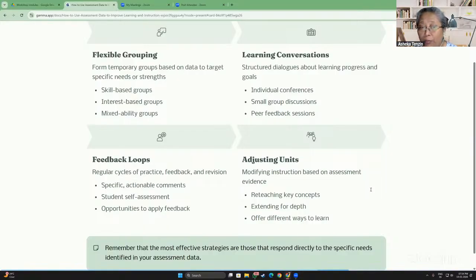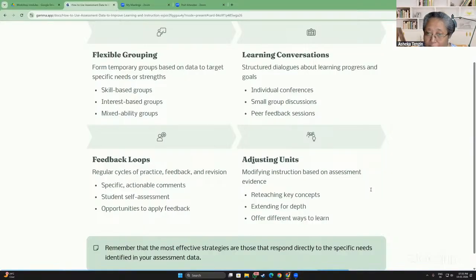Okay. And what kind of feedback loops can we use? There should be regular practice of giving feedback. Okay. And revision of whatever has been taught. And when you're giving feedback, the feedback has to be specific and actionable. You can't say just very good, okay. You write down exactly what they have done right, or what they are supposed to do in order to get anything right. Also, student self-assessment is also a good feedback, and give them opportunities in the class so that they can apply feedback.